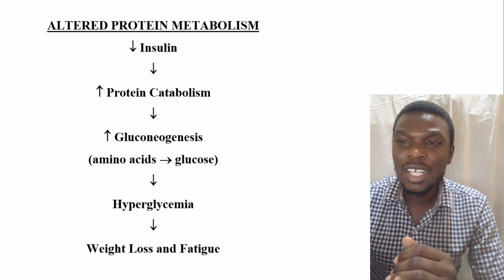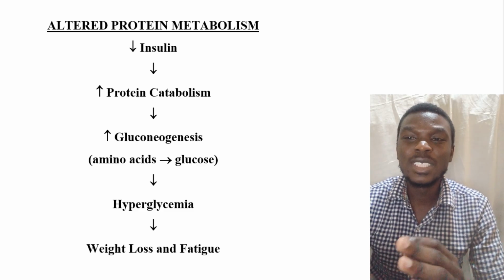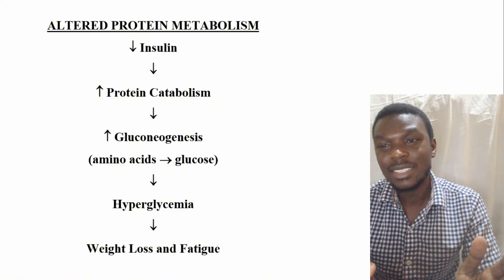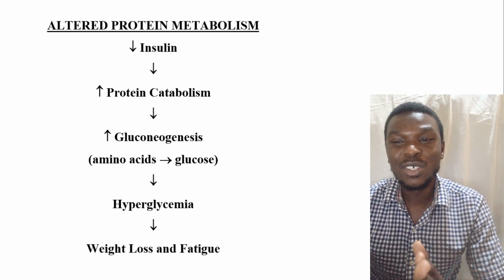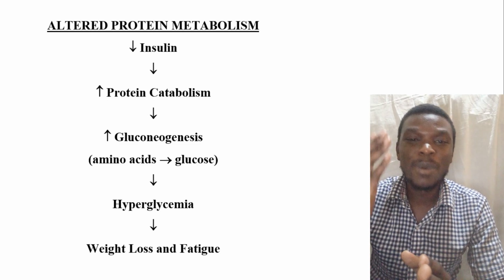And then to also trigger gluconeogenesis, we'll now use the amino acids from the proteins to make glucose. As a result, the patient will have hyperglycemia.